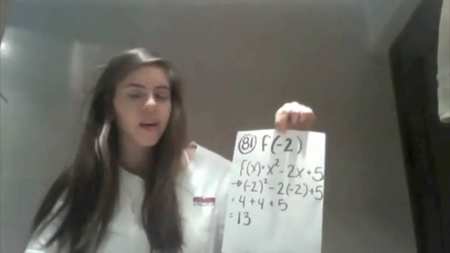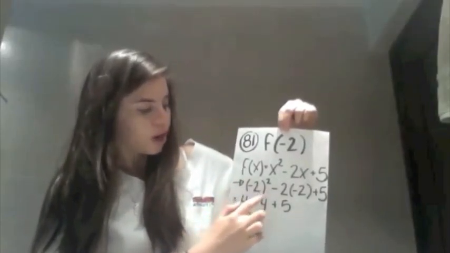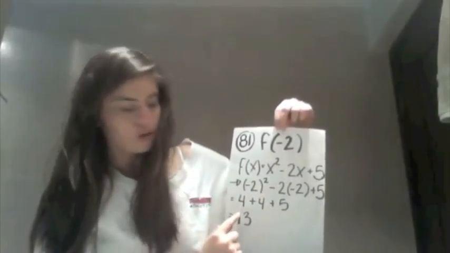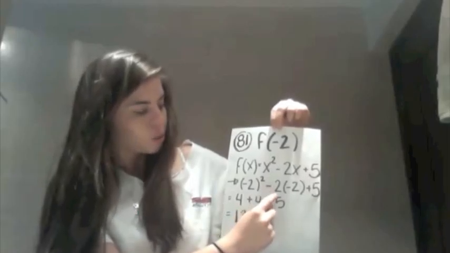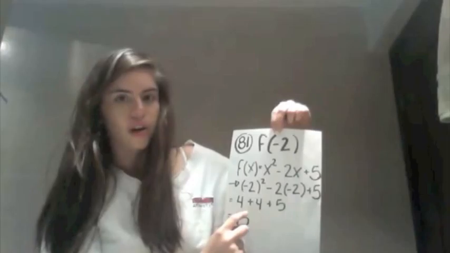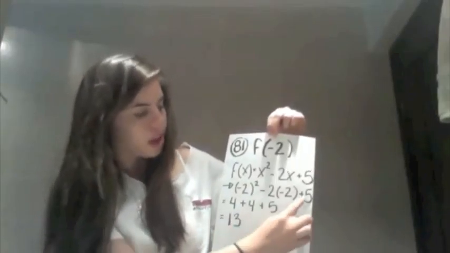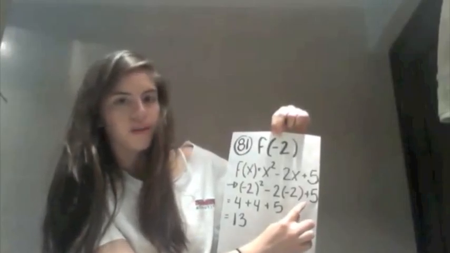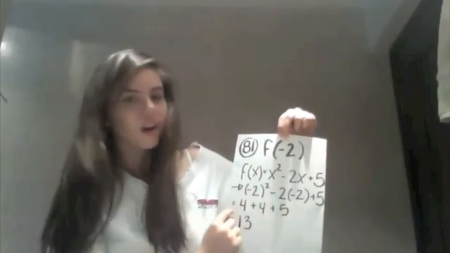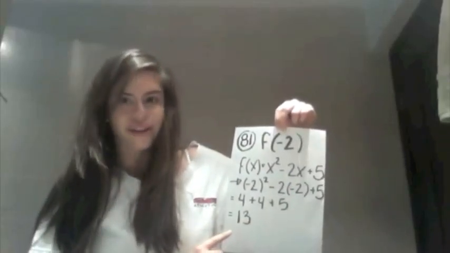The next step is doing the process. Okay, negative 2 squared is going to be 4. Negative 2 times negative 2 is going to give you 4, because negative times negative gives you a positive. And then you're just going to put the plus 5. You're going to add all of these three terms, and this is going to be your answer.